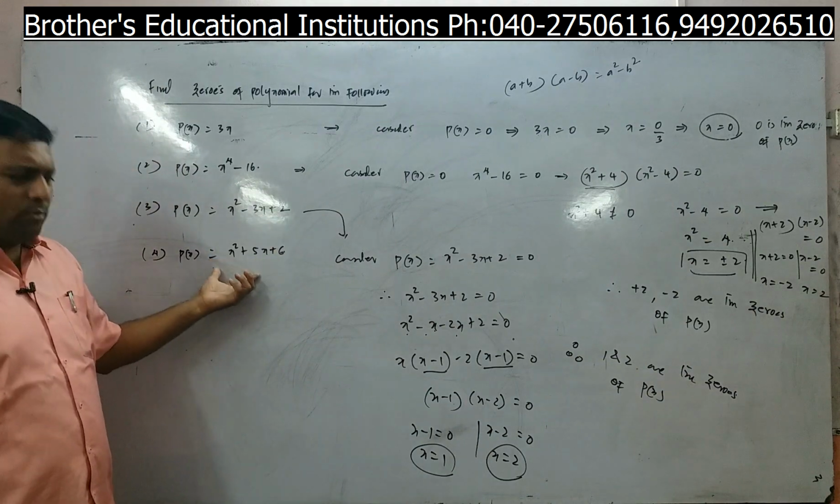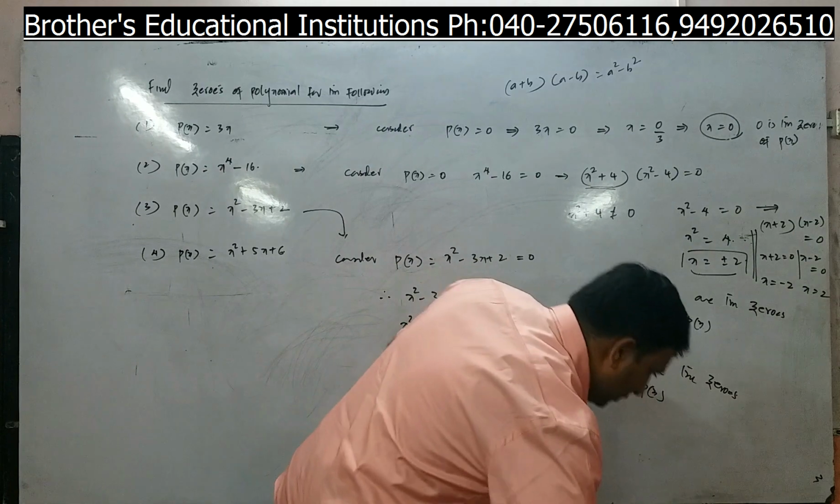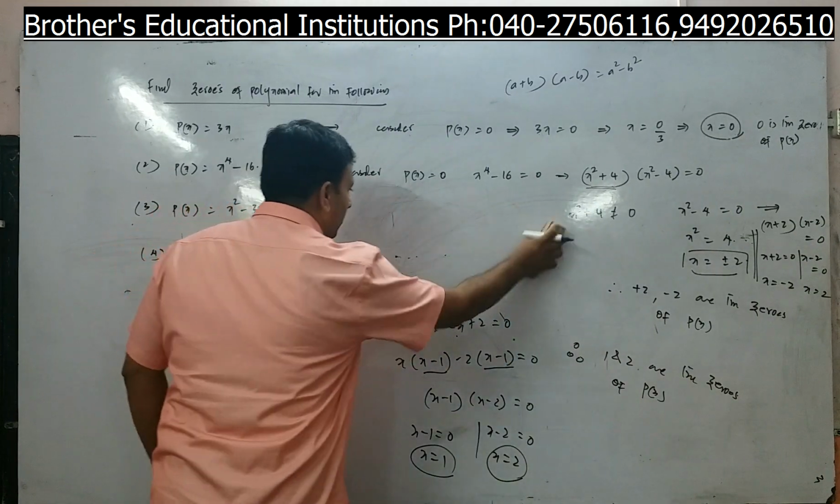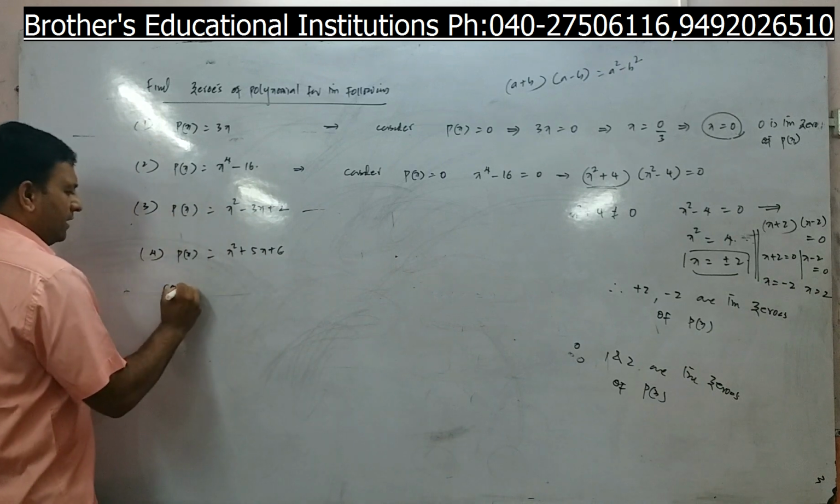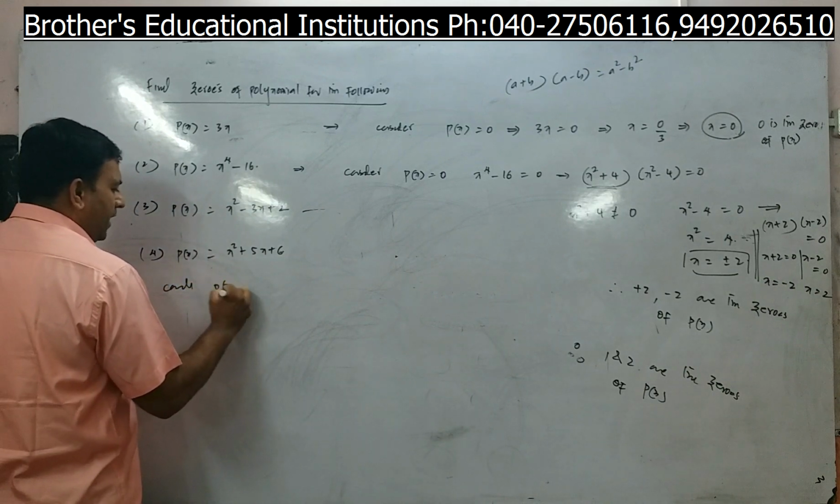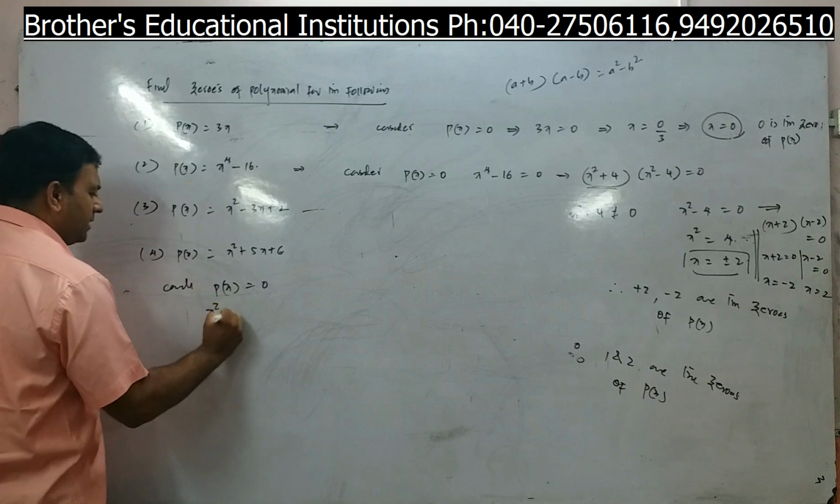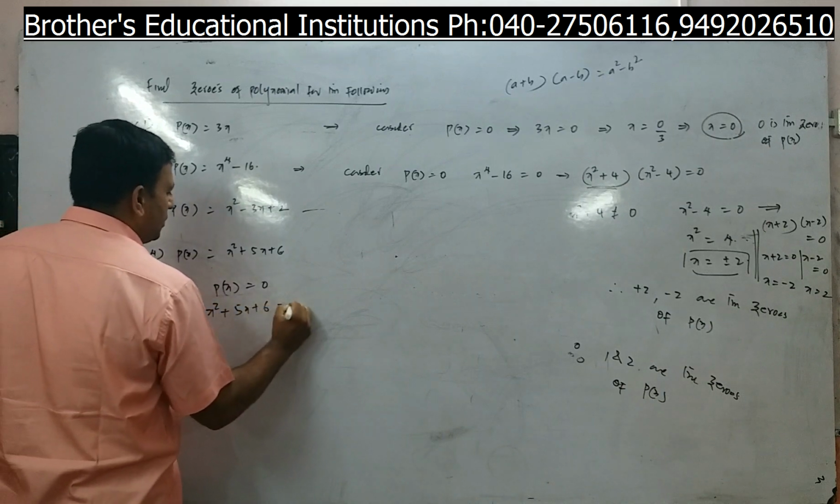Let us try to take one more example. P of x is equal to, right, I will consider P of x is equal to 0. Means x square plus 5x plus 6 is equal to 0.